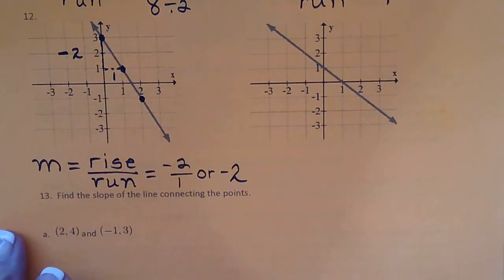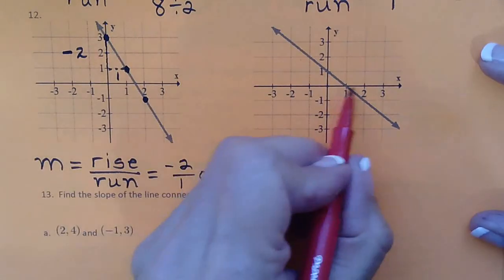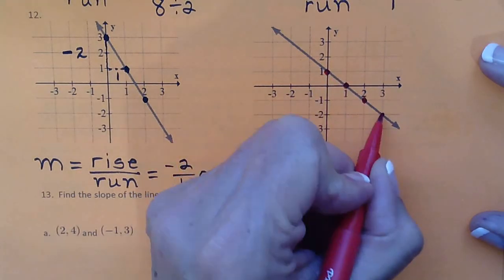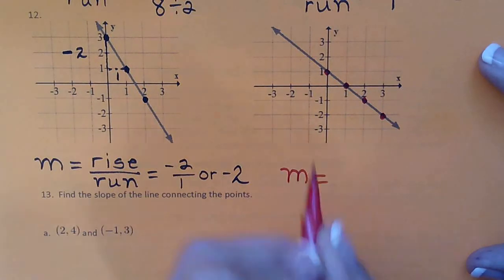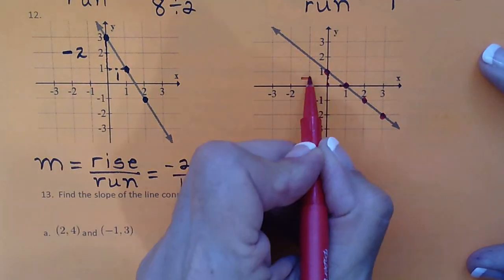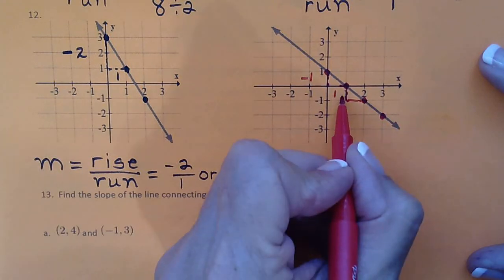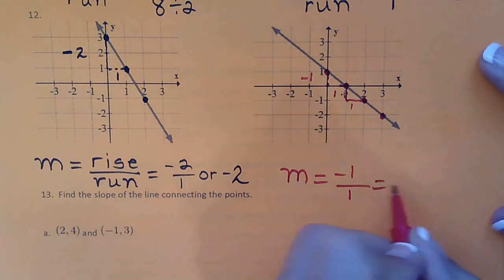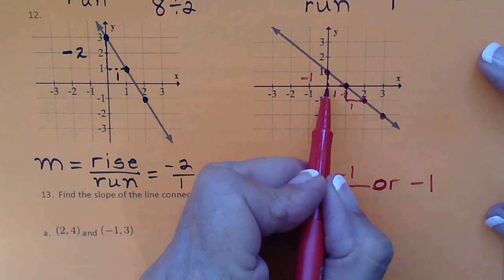And whoops, not done yet. I forgot we have one more. Let's switch colors. Black's getting boring here. Okay, so going by ones again, and look at that. Slope of negative 1. m equals down 1 over 1. So negative 1 over 1, or negative 1.